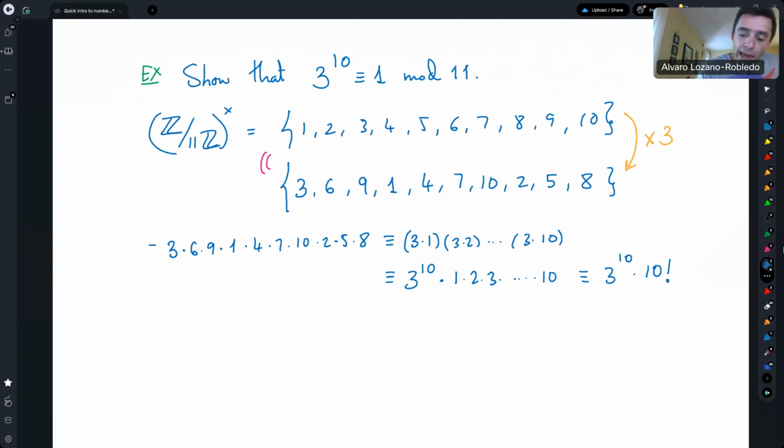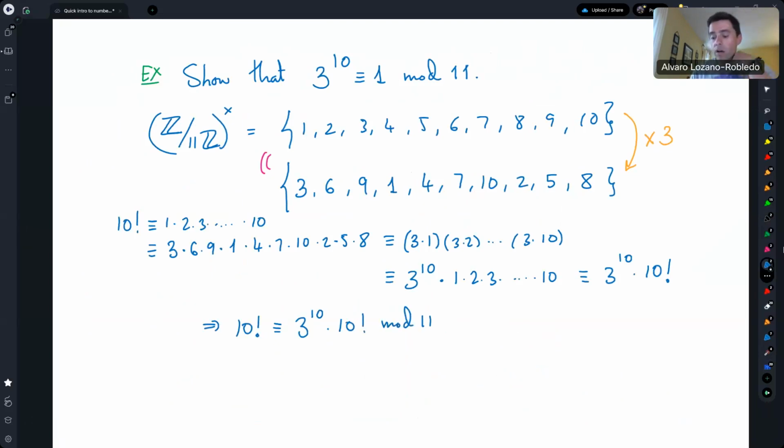And on the other hand, multiplying all of the numbers together in a different order, I can reorganize these as just the same as 1 times 2 times 3, up to 10. So it is 10 factorial also. So what I just got is that 10 factorial, whatever that number is, is congruent to 3 to the 10 times 10 factorial modulo 11. Now, 10 factorial is a unit.